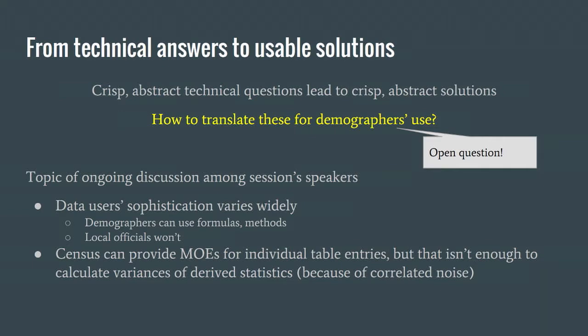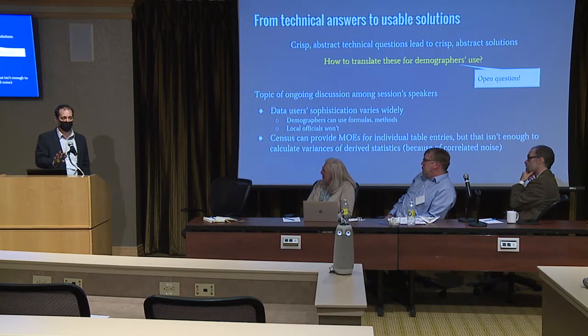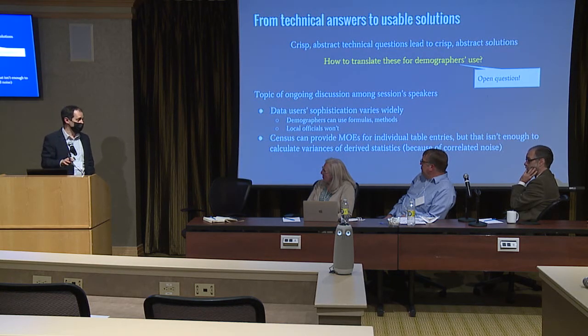Another issue is just format, like how to pass on this information. Traditionally, Census has the most sophisticated measures of error. From what I've seen, there are these tables that are produced, and for some tables there are measures of error associated. You can figure out what the measure of error is for any particular table entry.